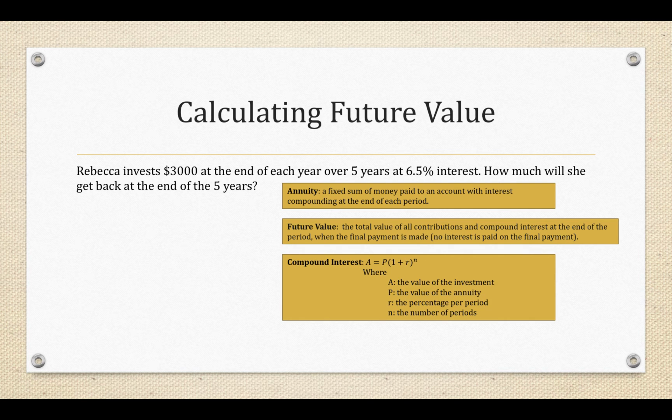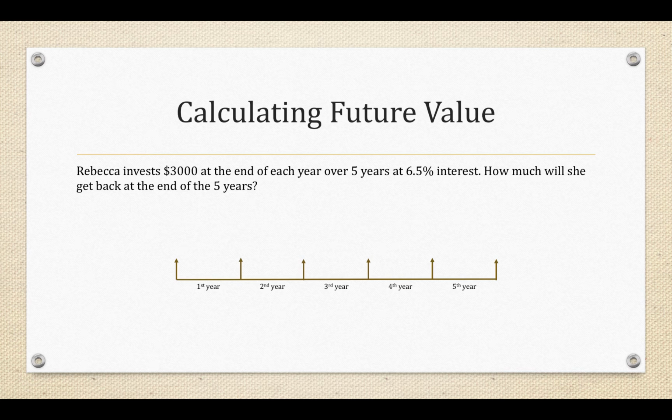Now, what we're going to use today is the compound interest formula of A equals P(1 plus R) to the power of N. So here, A will be the value of the investment, the total value that this particular payment is worth at the end of the period. P is the value of the annuity. So how much is being paid? R is the percentage per period, and N is the number of periods. So we'll have a look at what each of those is worth in a moment.